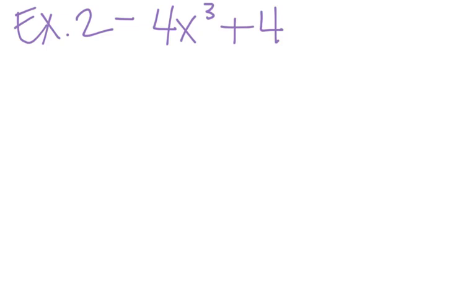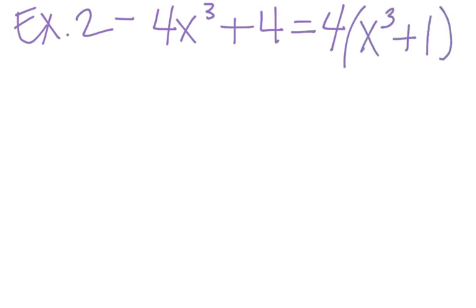But, as always, when we factor, the first thing we want to look for is a GCF. And if we pull out a GCF, which is 4, we get 4 times x cubed plus 1. Is x cubed a perfect cube? Can we take the cube root of it? Yes. Is 1 a perfect cube? Yes. Okay, so now we can factor x cubed plus 1 as a sum of cubes.